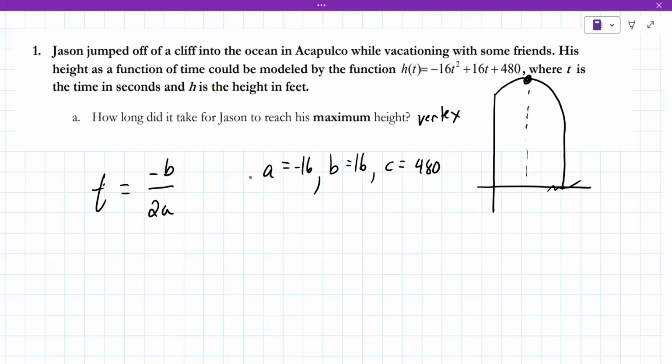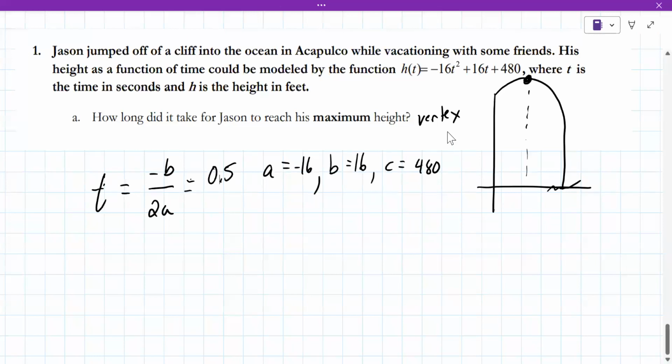I have negative 16 over negative 32, which just comes down to positive 1/2. I feel like that's not... Well, remember, you don't have superpowers. This is not to scale. You might jump up a little, but then you start coming down pretty quickly. So right, you are correct. It is 0.5.